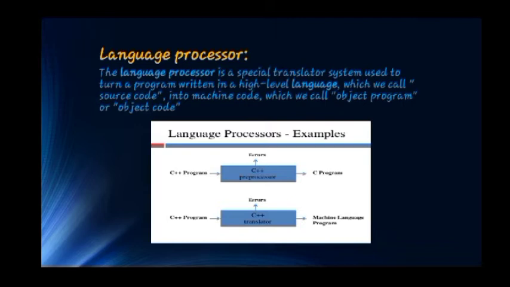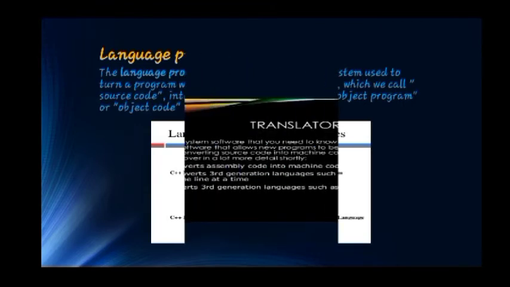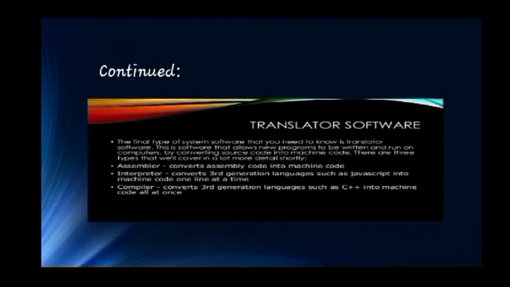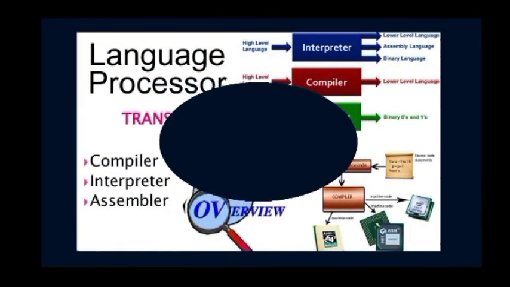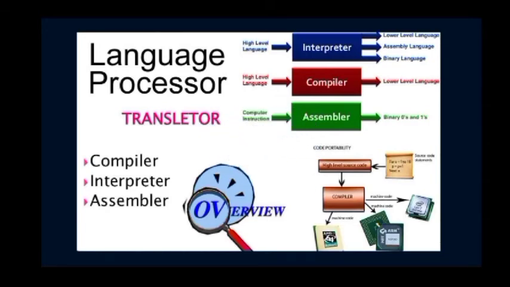This is an example of translator software. The assembler, which we consider the first example, converts assembly code into machine code. And the second one is the interpreter, which converts a third generation language such as JavaScript into machine code one line at a time. This example of language processor is this. We can have an overview of it.